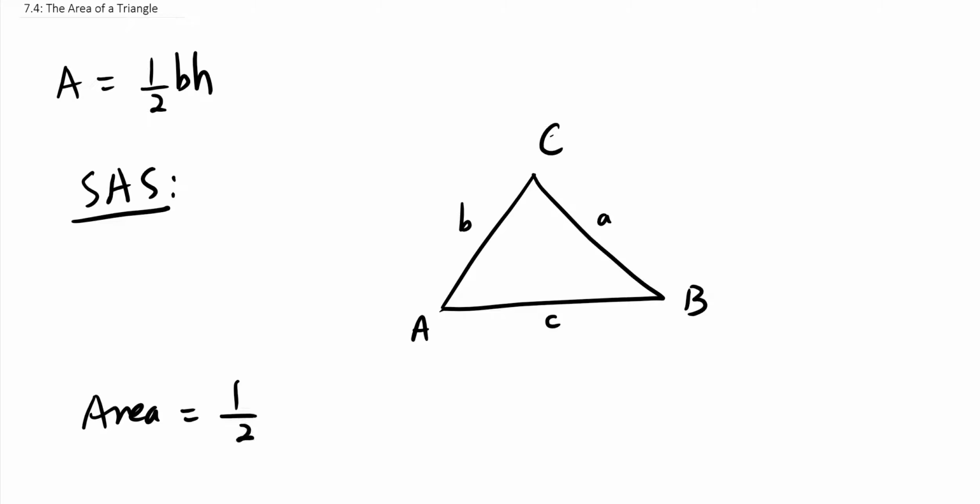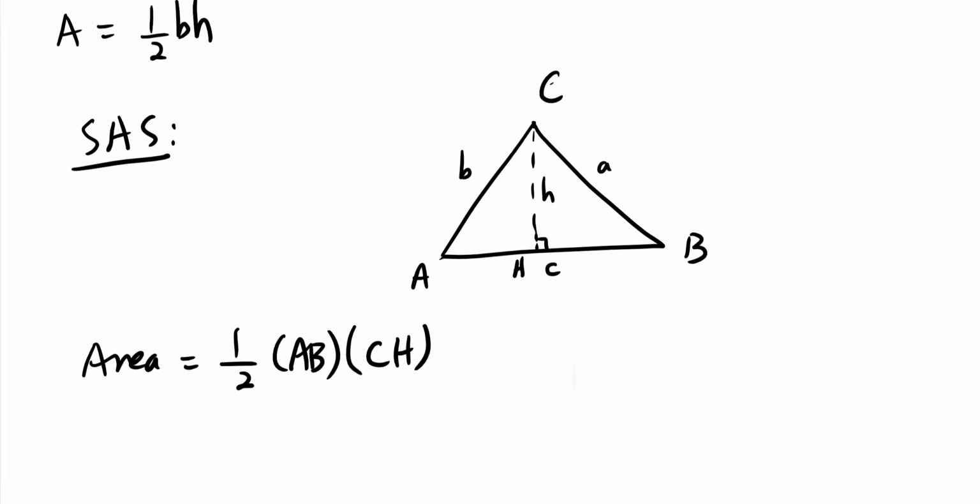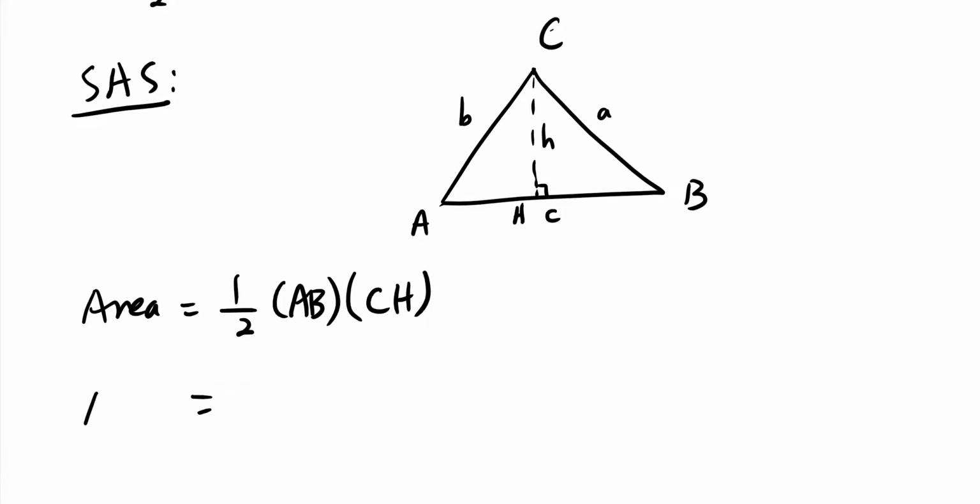It's 1/2. The base here is AB, let's say, and the height is the perpendicular line, call it H, so it's CH. In this case, the area is 1/2 AB, which is small c, times CH, which is small h. But that h might not be given. Remember, what is given is the sides of the triangle, two sides and one angle, not the height. So I want to somehow find the height in terms of the given sides or angles. So how do we do this?